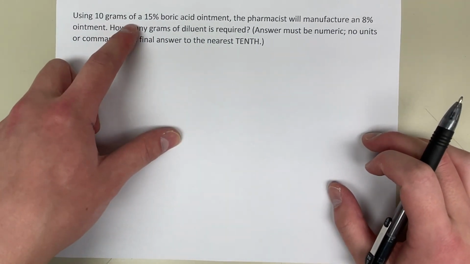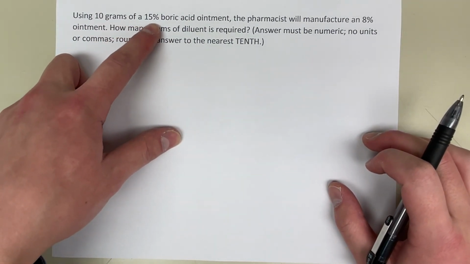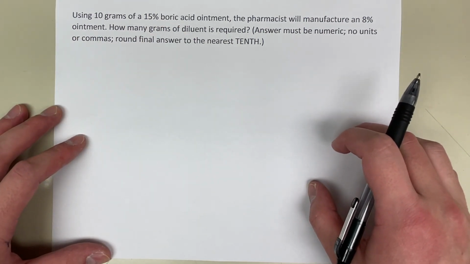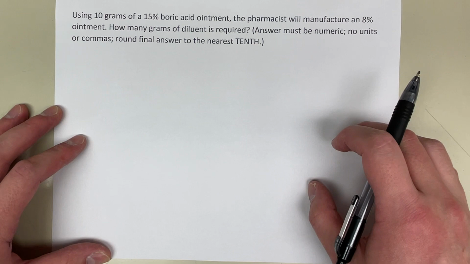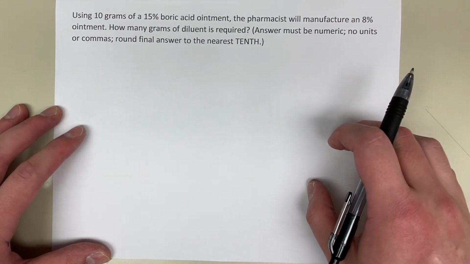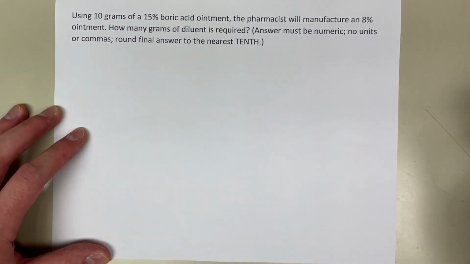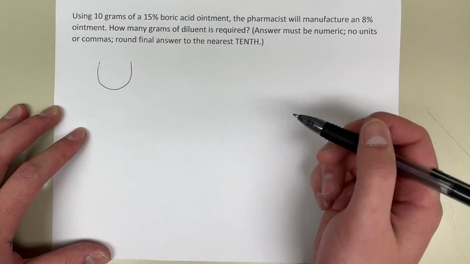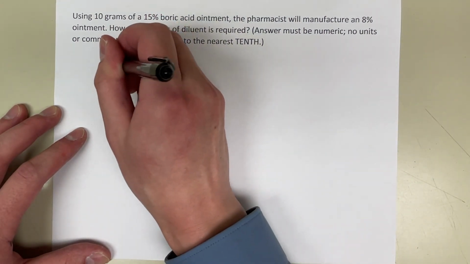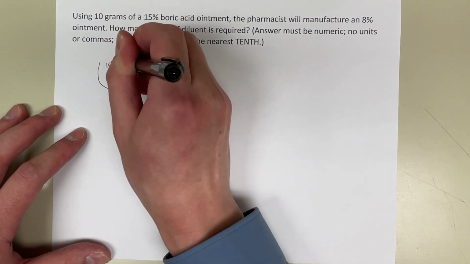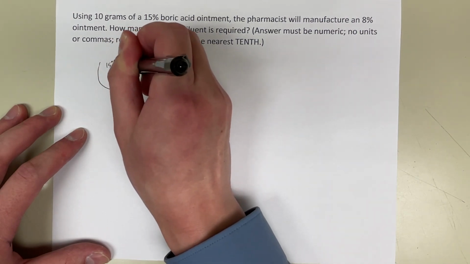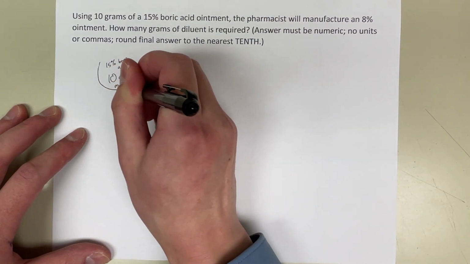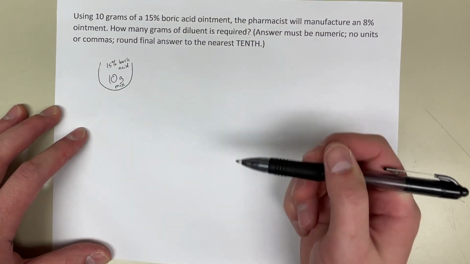Using 10 grams of a 15% boric acid ointment, the pharmacist will manufacture an 8% ointment. How many grams of diluent is required? So the first thing you want to do is get a sense of what they are asking for. You have a tube or bucket of 15% boric acid, and there's 10 grams of the mixture in this whole thing. This whole thing is 10 grams, right?